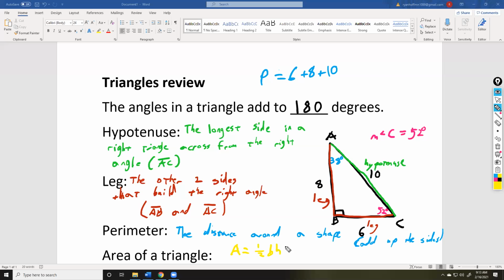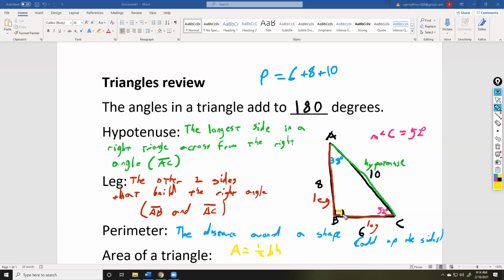And the thing to remember when we do area formulas is that the base and the height have to be perpendicular to each other, which, good news, in this triangle, we've already got the base and the height perpendicular because we are making this right angle right here. So we can just say that the base is 6 and the height is 8. We can just use my two legs to make the area.